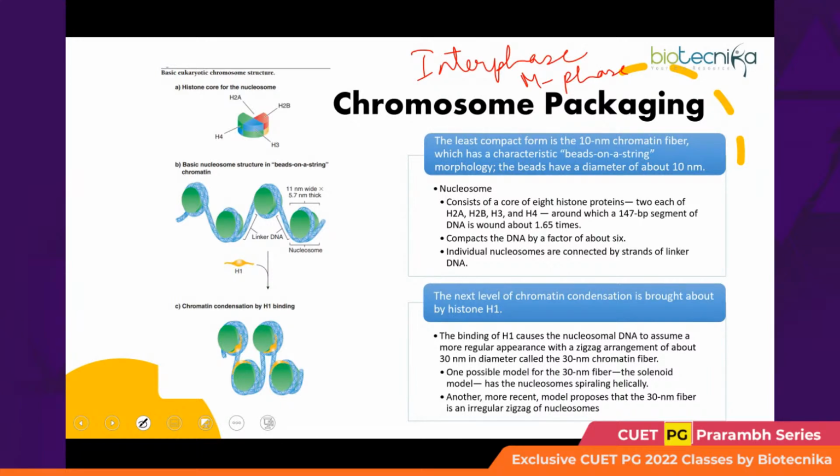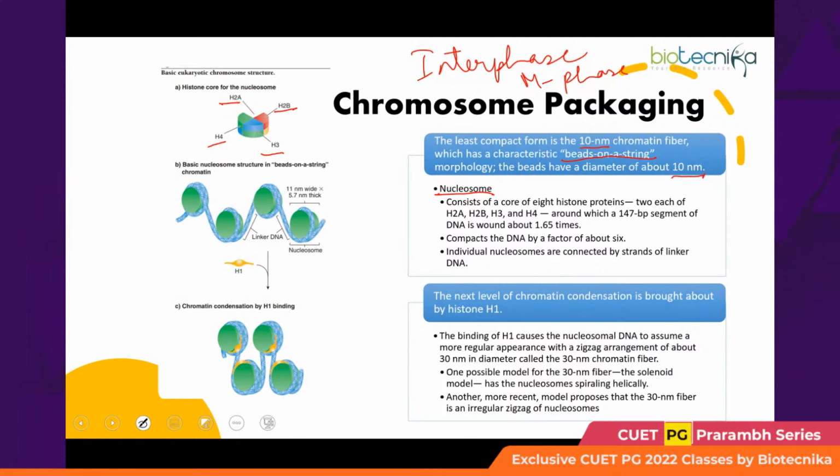Okay, now the least compact form is the 10 nanometer chromatin fiber, which has a characteristic bead on a string morphology. Okay, and beads have a diameter of around 10 nanometer. Now what is this bead formed of? This bead is formed by a nucleosome. Okay, this nucleosome has a histone core. All right, this histone core comprises two subunits each of H2A, H2B, H3 and H4.